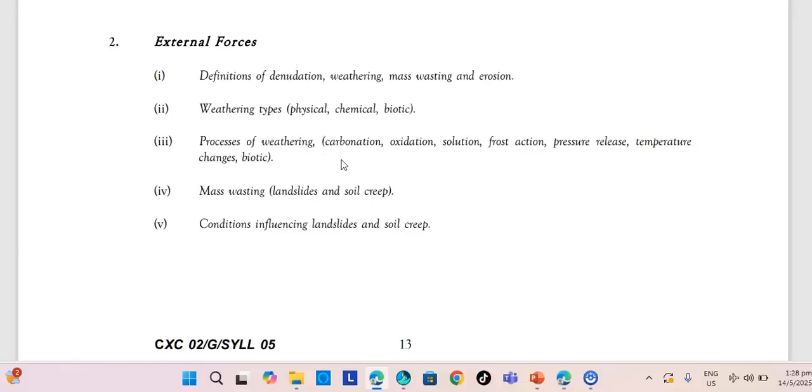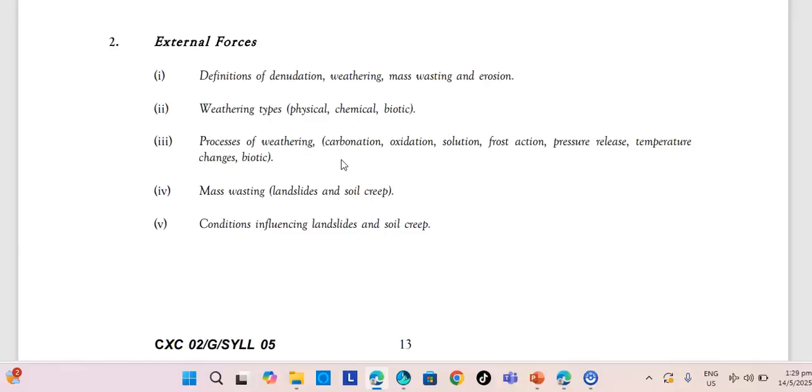Oxidation, also a form of chemical weathering. This happens when oxygen reacts with minerals in rocks, especially ones with iron. It causes the rocks to rust, weaken, and crumble. Example of oxidation: rocks turning reddish brown and breaking down.